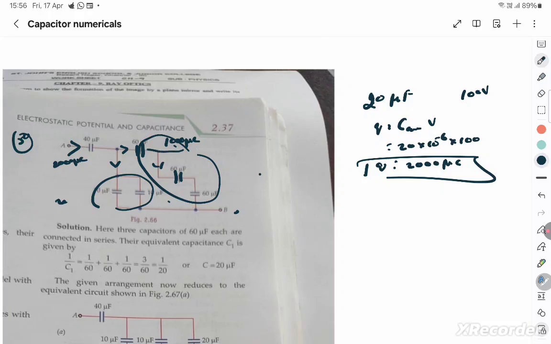Therefore, V is equal to Q by C. What is the charge? 1000 microcoulomb, 10 to the power minus 6, by what is the capacitance? 60 into 10 to the power minus 6. So it's 100 by 6 volts. There is 100 by 6 here, and obviously 100 by 6 and 100 by 6, or 50 by 3 volts is what is going to appear across every capacitor in here which are connected in series.